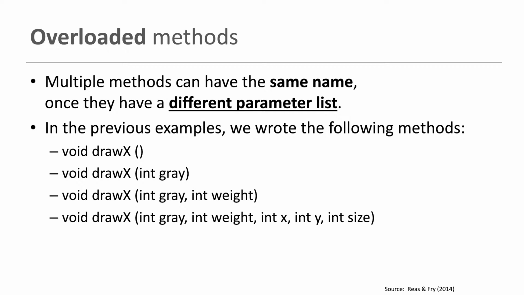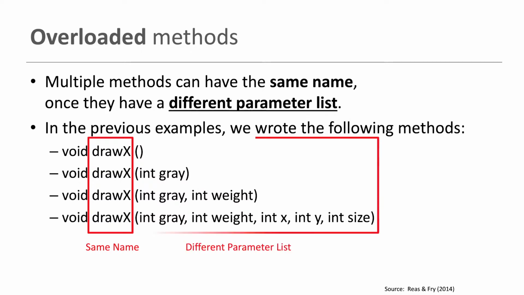So these are all examples of an overloaded method. This is just terminology that we need to be familiar with. What I'm saying is, if you have different methods, all with the same name, and the only thing that's different about them is the parameter list, then you are talking about the same overloaded method. In other words, the method name is the same, it's draw x in every case, but what's different is the parameters that we're passing in. Okay, so same name, but different parameter list.